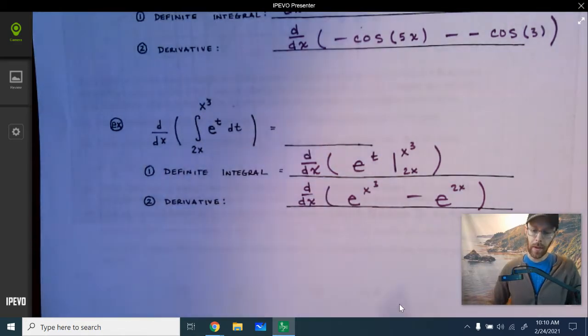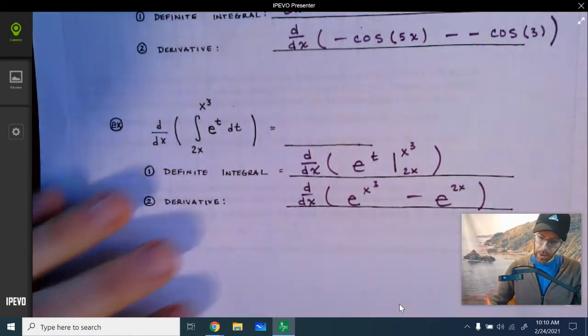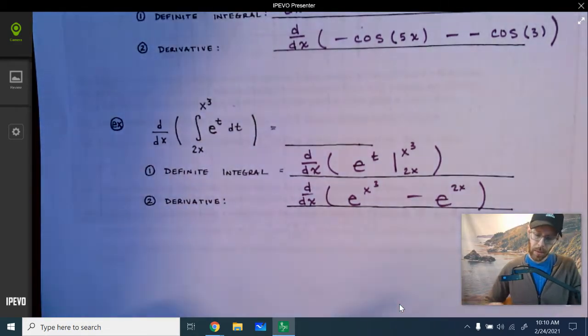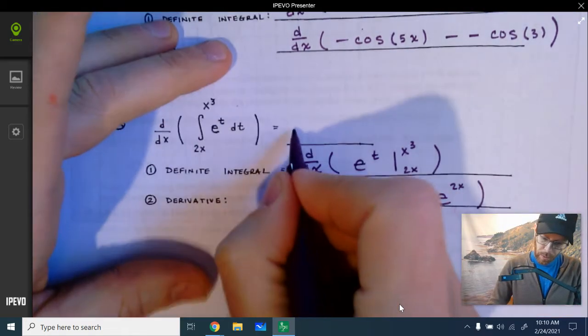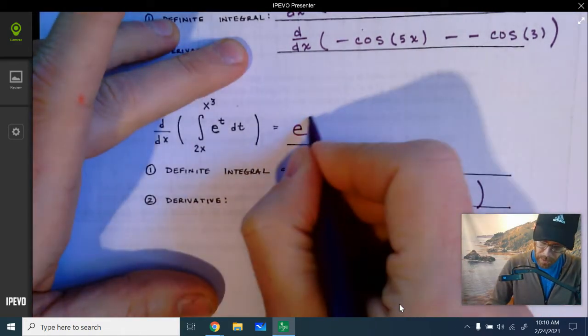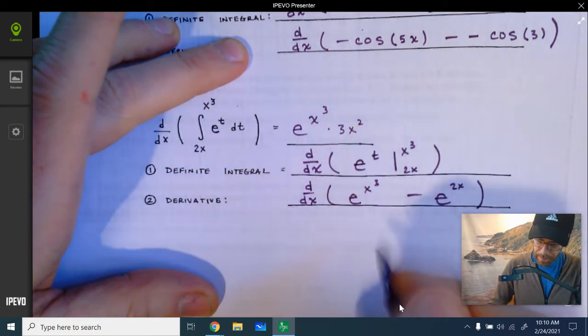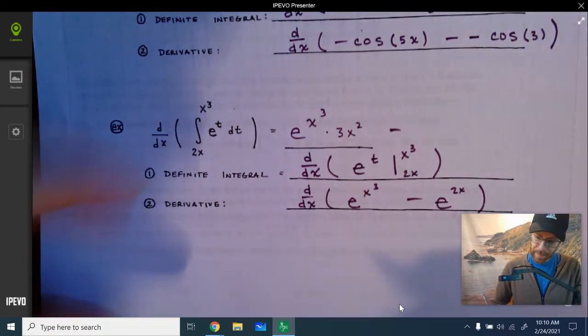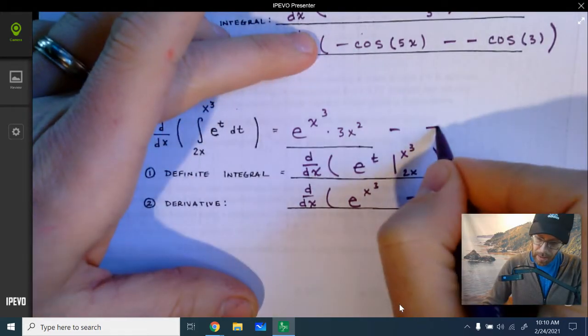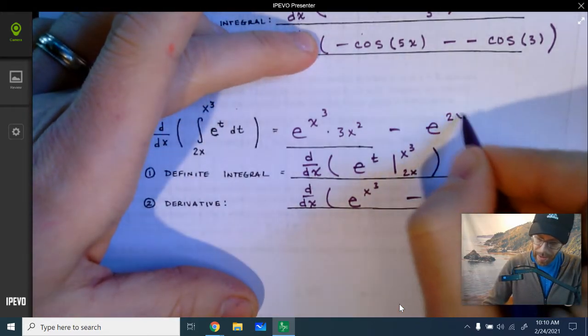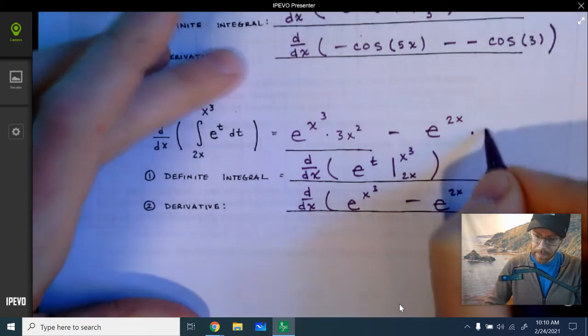Now let's take the derivative. This time we're going to have two separate chain rules. Here's your first one, here's your second one. First one, by chain rule, would be e to the x cubed times 3x squared, minus, second one, e to the 2x multiplied by 2.